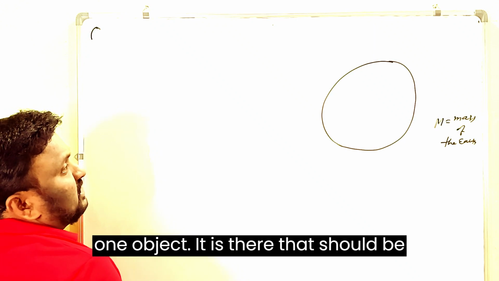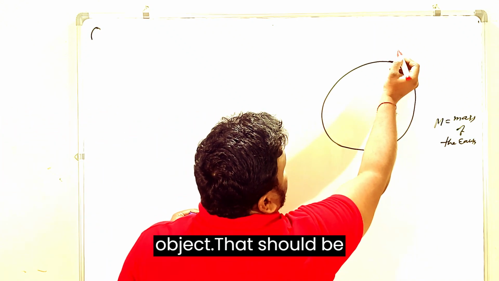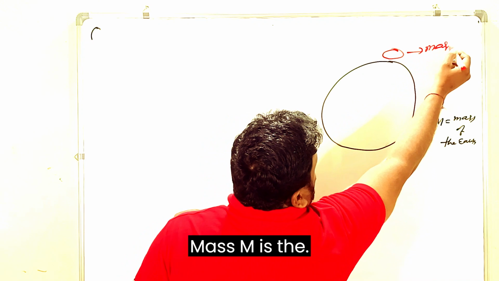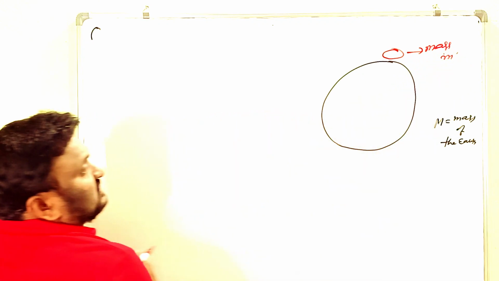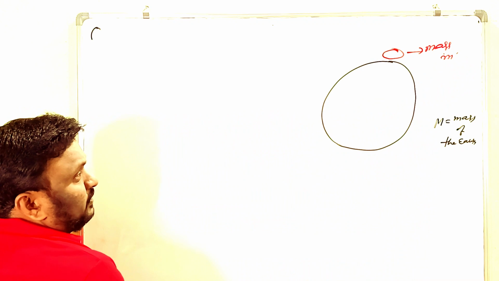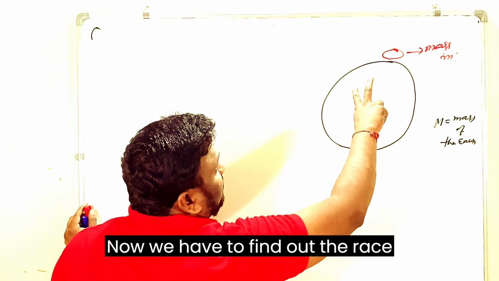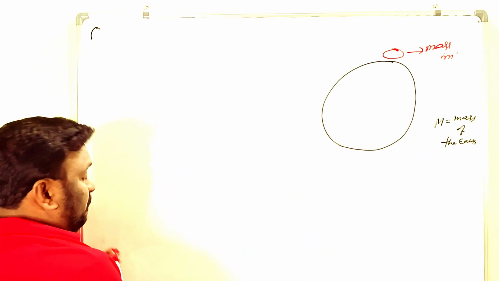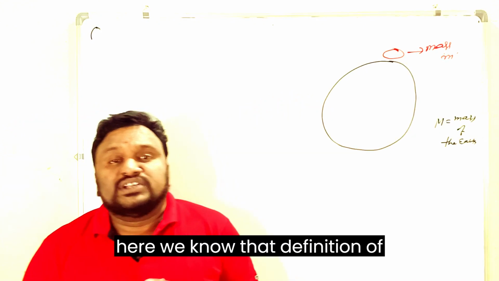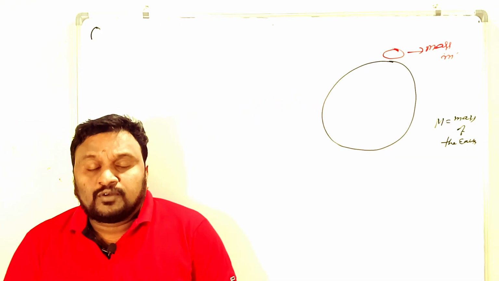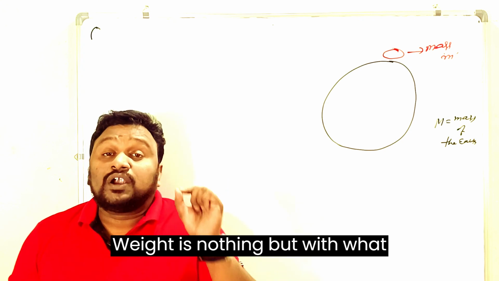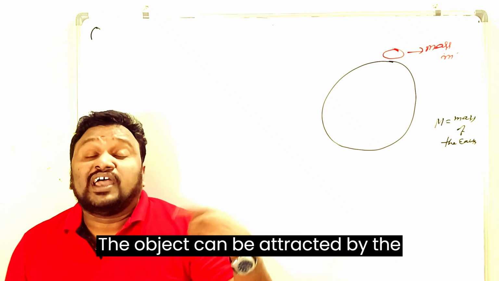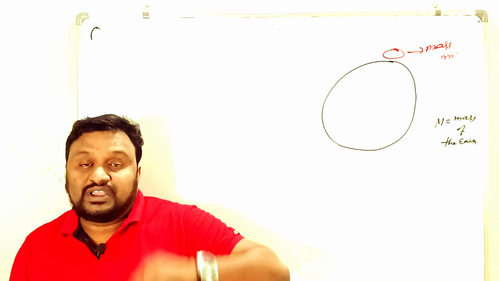That is what we have taken here. Now it is the one object that has some mass m. Mass m is on the surface of the earth. Now we have to find out the relation between small g and capital G by using this concept. Children, here we know the definition of weight. What is weight? Weight is nothing but the amount of force with which the object is attracted by the earth. That is called its weight.